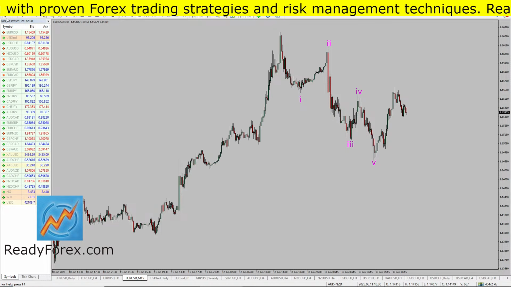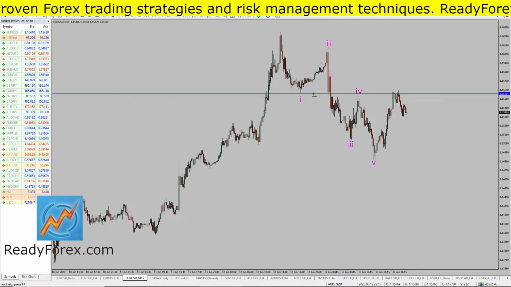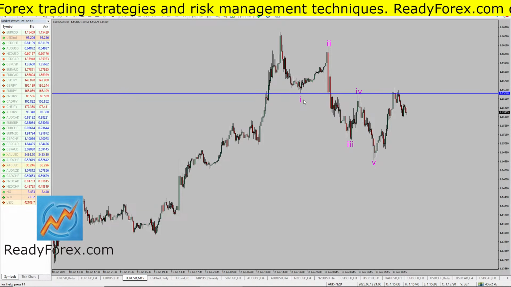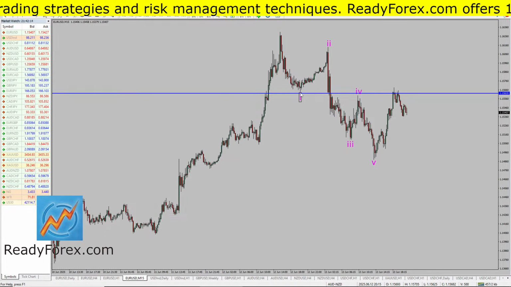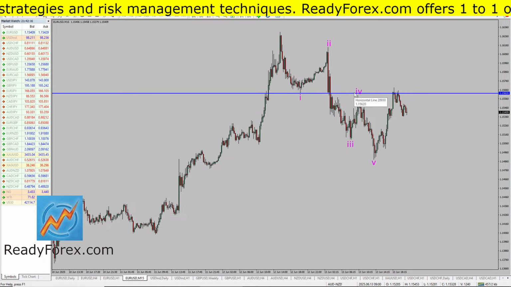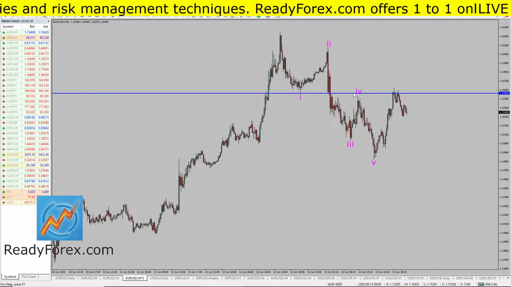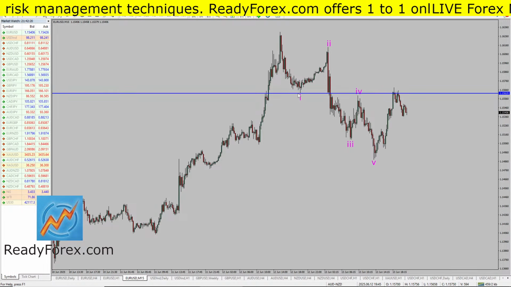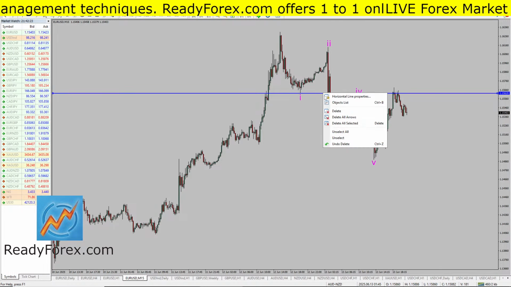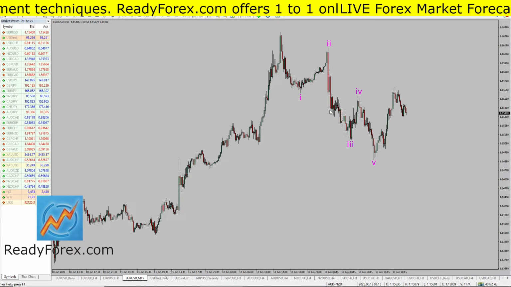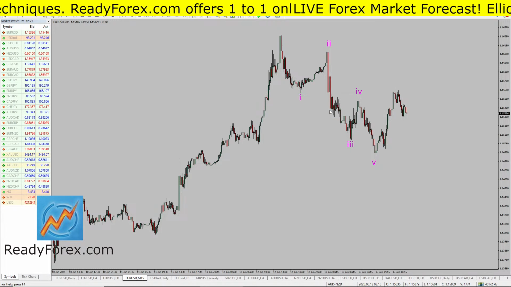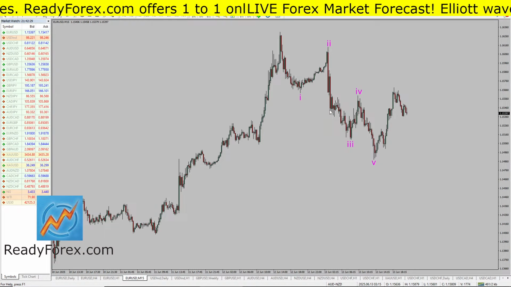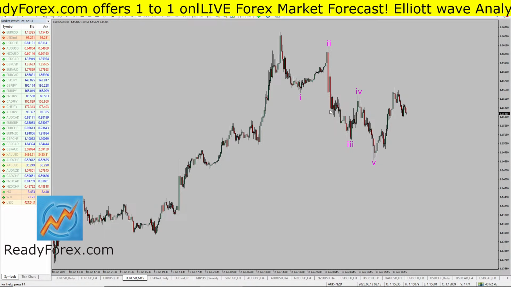Now if you notice, there's no overlap present between wave 1 and wave 4. This means wave 4 did not enter into the price territory of wave 1. So this looks to me like a clear impulse wave, a bearish leg to the downside. So it's a high probability that EURUSD is going to drop more.